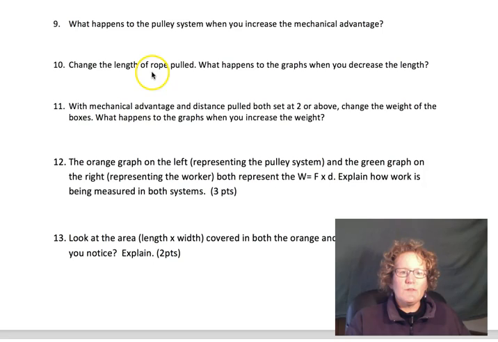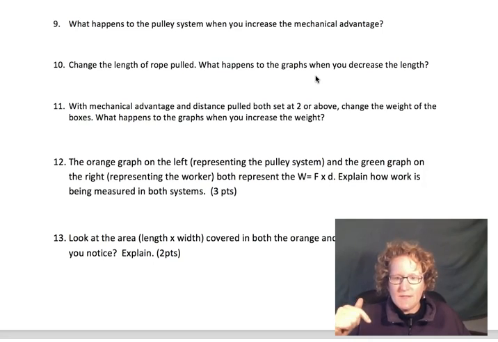As we change the length of rope pulled, we need to know what happens to the graphs as you decrease the length of the rope pulled. What's going to happen to the work done if you decrease the distance and everything else remains the same? See if you can make a prediction.